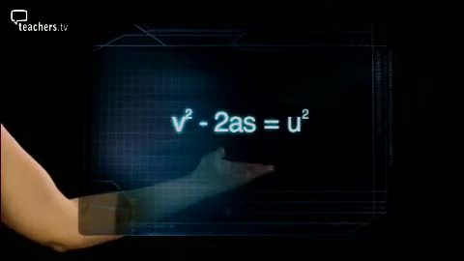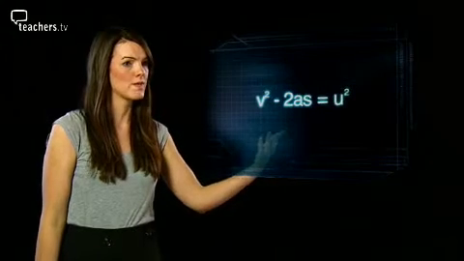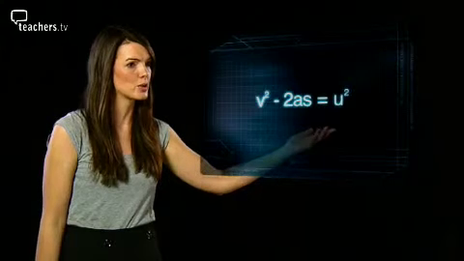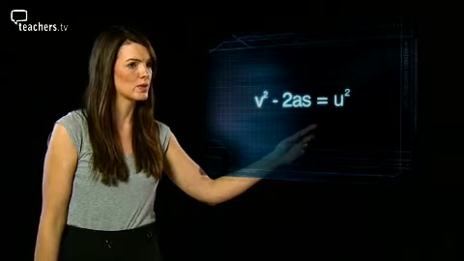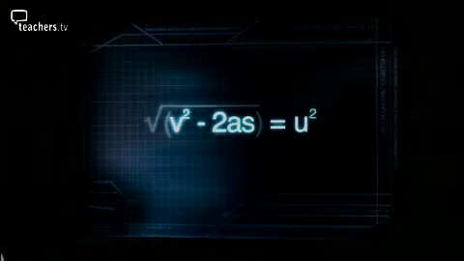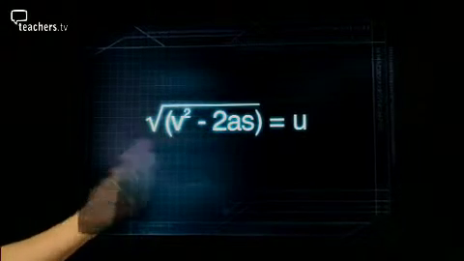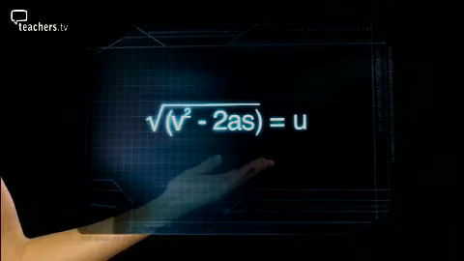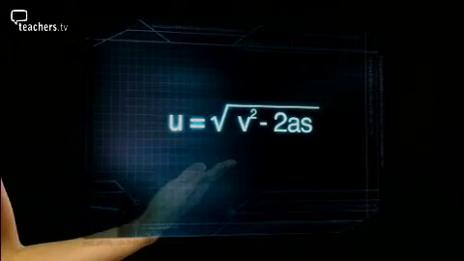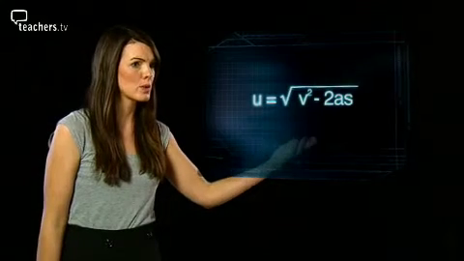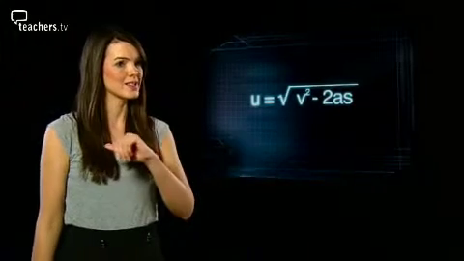Brilliant, and that cancels out from the u side, which gives us v squared minus 2as equals u squared. Now we just want u by itself instead of squared, so let's square root both sides, and that gives us the square root of v squared minus 2as equals u, which of course we can just flip round to get u equals the square root of v squared minus 2as.